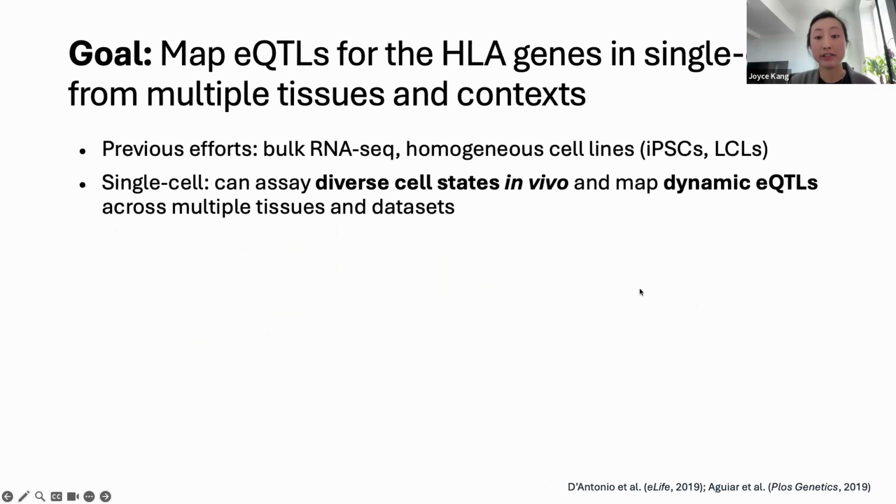And so to be able to really understand regulatory effects in the HLA, we really needed to map the eQTLs for the HLA genes and set out to do that in multiple different cell types and tissue contexts. There have been some previous efforts to do this, but they've mostly been in bulk, in cell lines. So we wanted to do this using single cell data from multiple data sets.